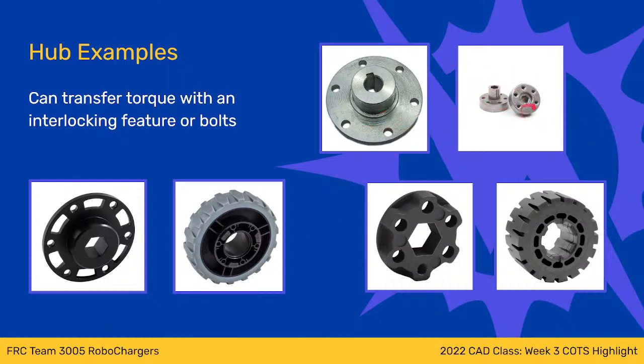We have some other hubs here. These are hubs for FTC wheels. They have a smaller hex and some holes. I think this one is from AndyMark. It works similarly to the VEX one, except it doesn't have the little slots. So this hub is only transferring torque through the bolts.